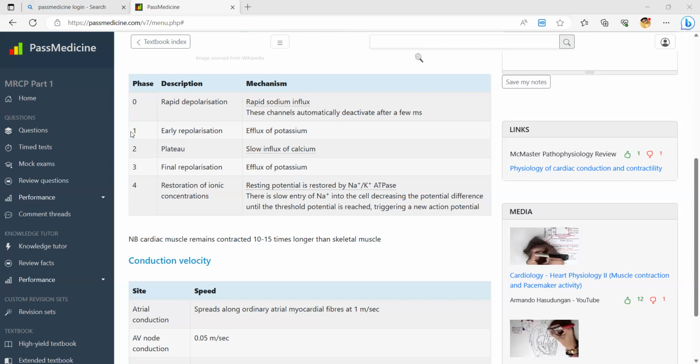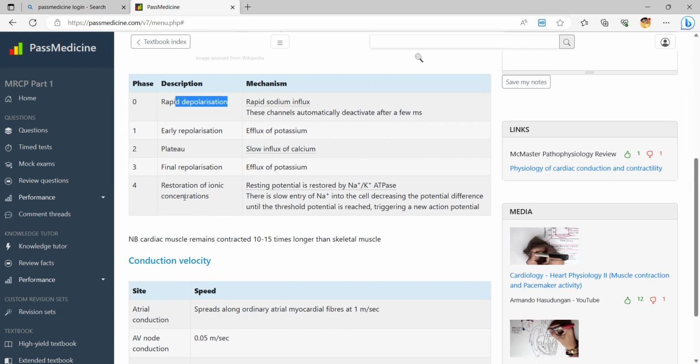Then after that, phase 1 means early repolarization. After depolarization, there is repolarization. This is early repolarization. So after sodium influx, there will be efflux of potassium from the cell. Then the plateau phase, phase 2, is slow influx of calcium inside the cell. And phase 3, final repolarization, is efflux of potassium from the cell. And phase 4 is restoration of the ionic concentration.